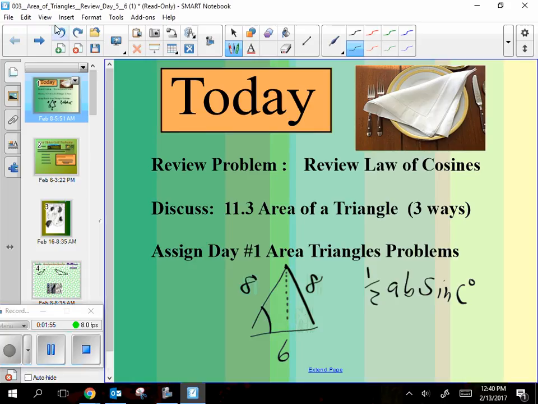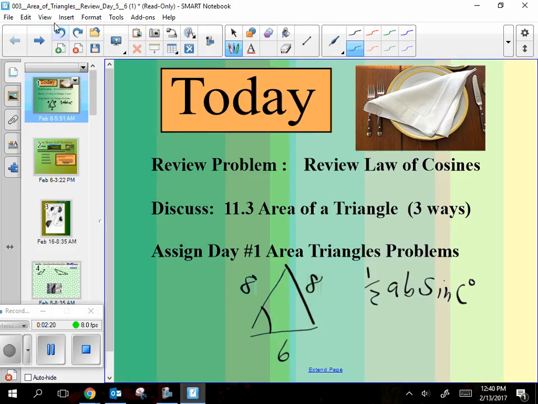But what I need you to know right now is that if I was going to give this to you, I'd need to give you this angle, and let's say it's 50 degrees. You'd need that to be able to do 1/2 AB sine C. So how are you going to get that angle if I don't give it to you? Well, you can use law of what? Law of cosines.